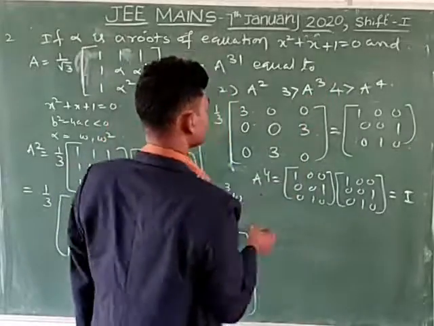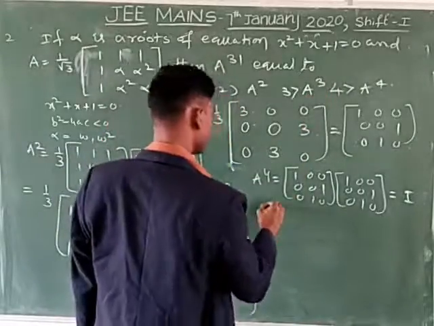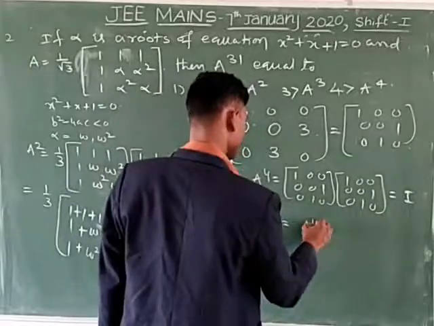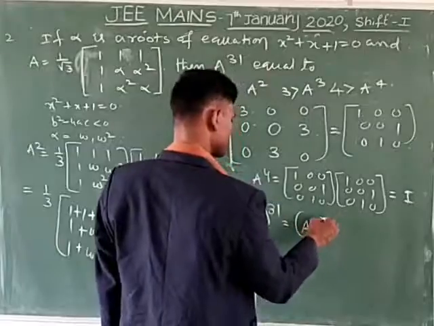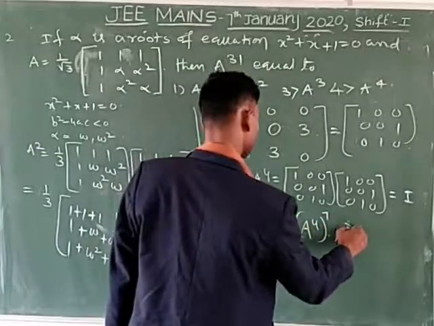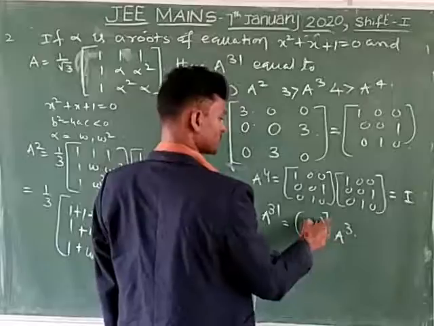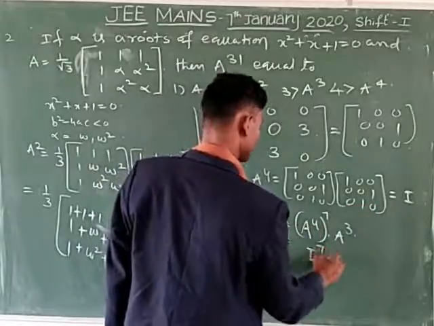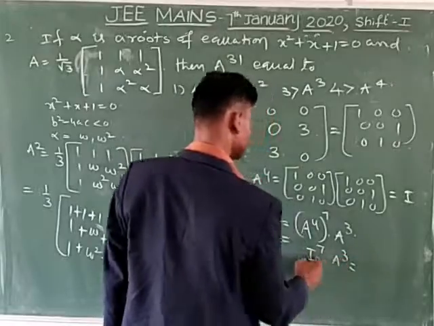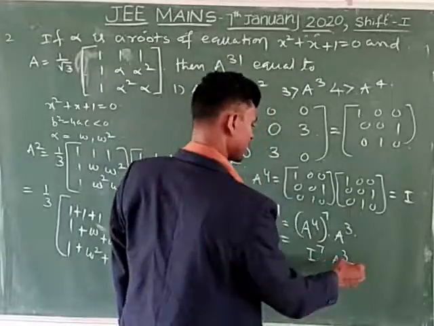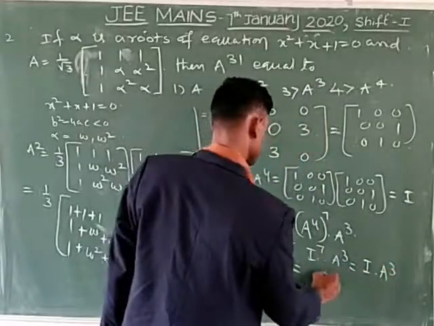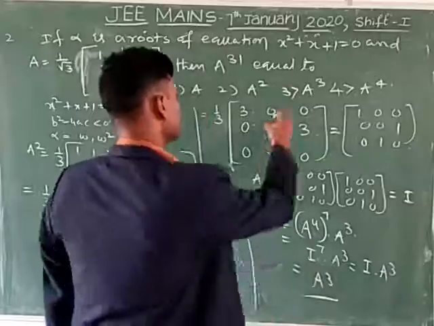Now the given statement is find A to the power of 31. A to the power of 31, how will I write here? A to the power of 4 into 7, 4 7s are 28, into A cube. A to the power of 4, 7 28 plus 3 is 31. Then A to the power of 4 is equal to I, I to the power of 7 into A cube. I to the power of 7 is also I, I into A cube. I into A cube is equal to A cube. Our answer is the third option.